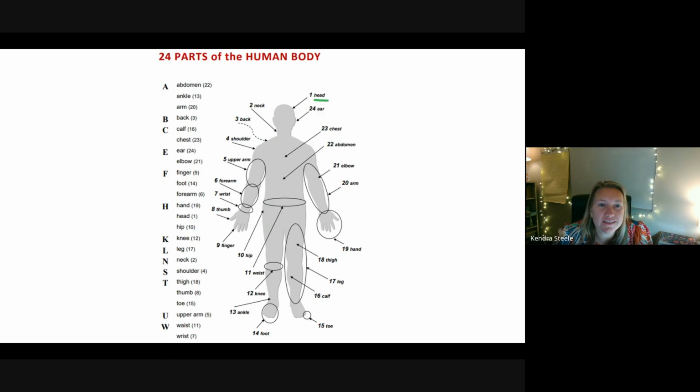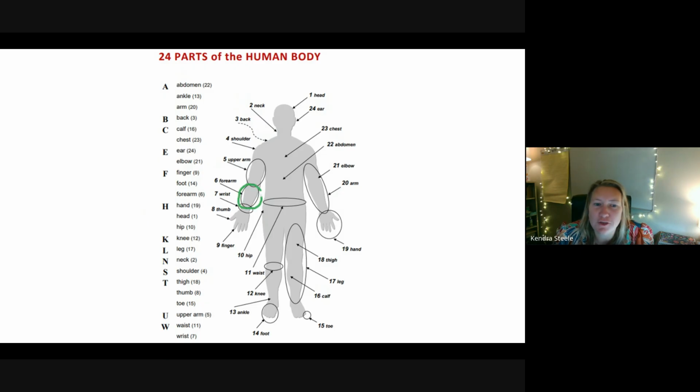Number 1 was the head. Number 2 is the neck. 3 is the back. 4 is the shoulder. 5 is the upper arm. Okay, this is above your elbow, between the elbow and shoulder.